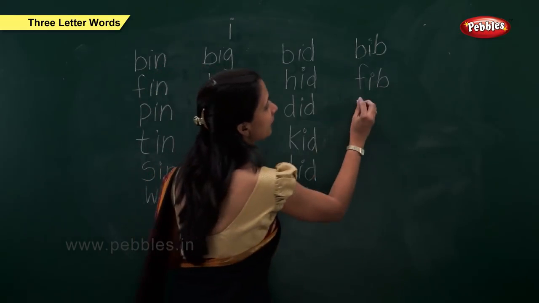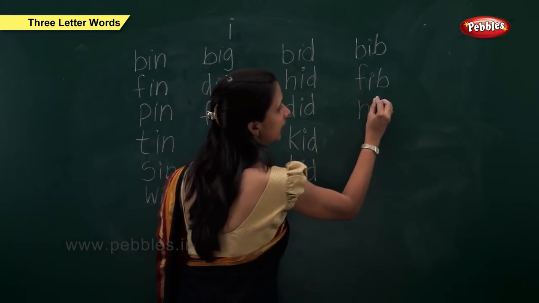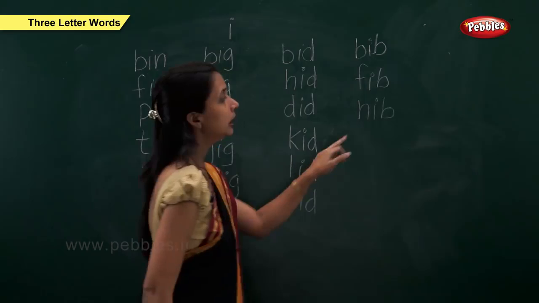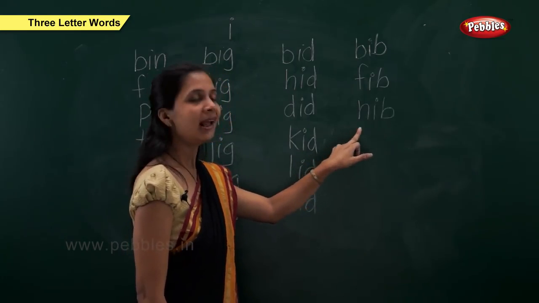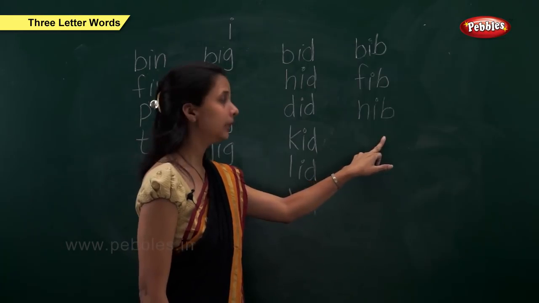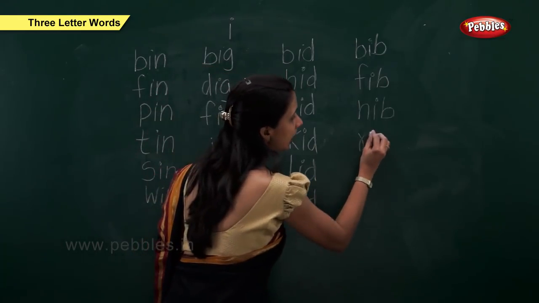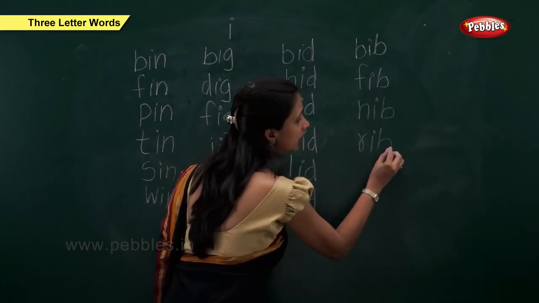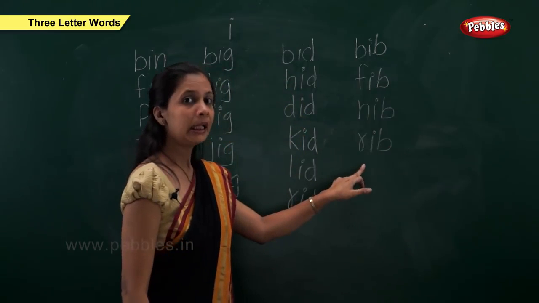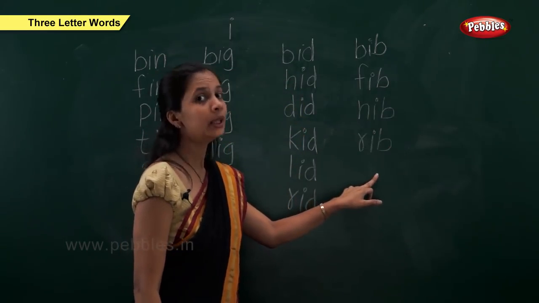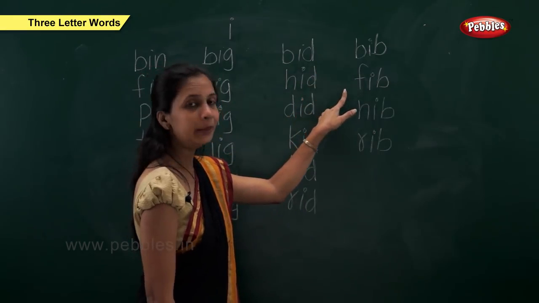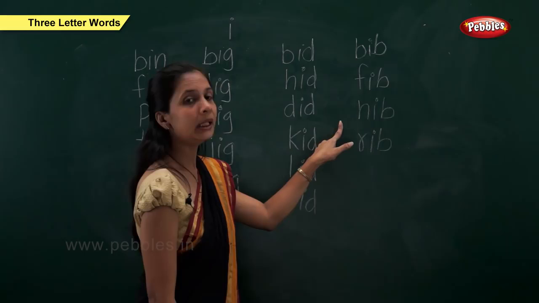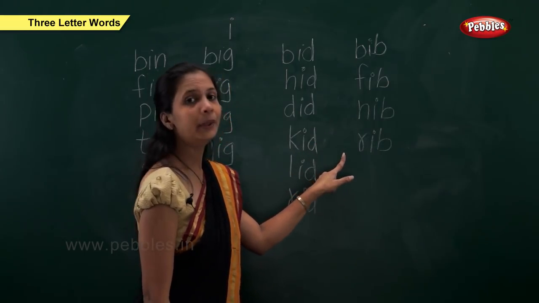The next is N, I, B, nib. N, I, B, nib. And the next is R, I, B, rib. R, I, B, rib. Now we will repeat. B, I, B, bib. F, I, B, fib. N, I, B, nib. And R, I, B, rib.